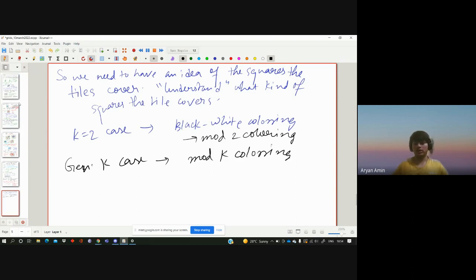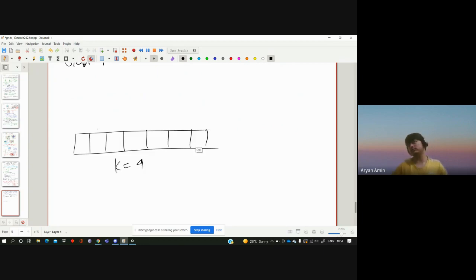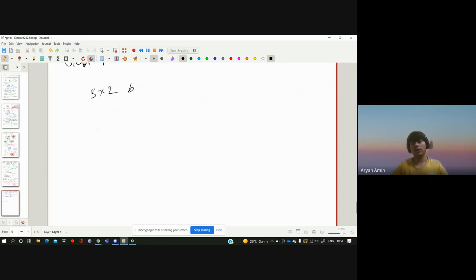I'll just show you. Okay, so what we will do is we start from the bottommost row, and we write 0. Suppose k is 4, let's say. Suppose you have a 3 cross 2 board and your k is 4. So just to understand what mod 4 coloring looks like, let's just do 5 cross 5. Sorry, 5 cross 5, obviously 3 and 2 are smaller than what I was thinking.